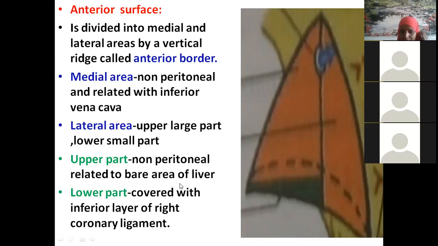Okay, what is the bare area of the liver? Those areas which are not covered by any peritoneum. What is the bare area which you find on the posterior aspect of the liver? It is between which two layers of the coronary ligaments? Superior and inferior layers of the coronary ligaments enclose the bare area, and exactly that bare area is occupied by this upper non-peritoneal area. Then the lower part is covered with the inferior layer of the right coronary ligament.